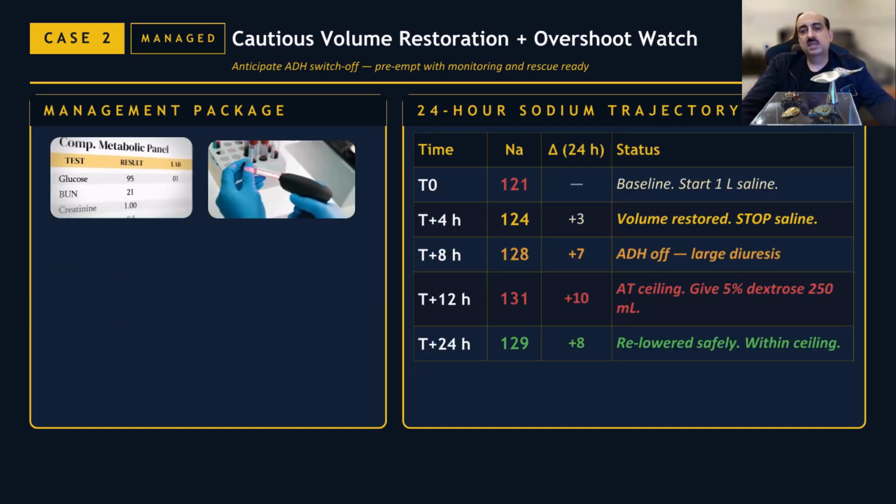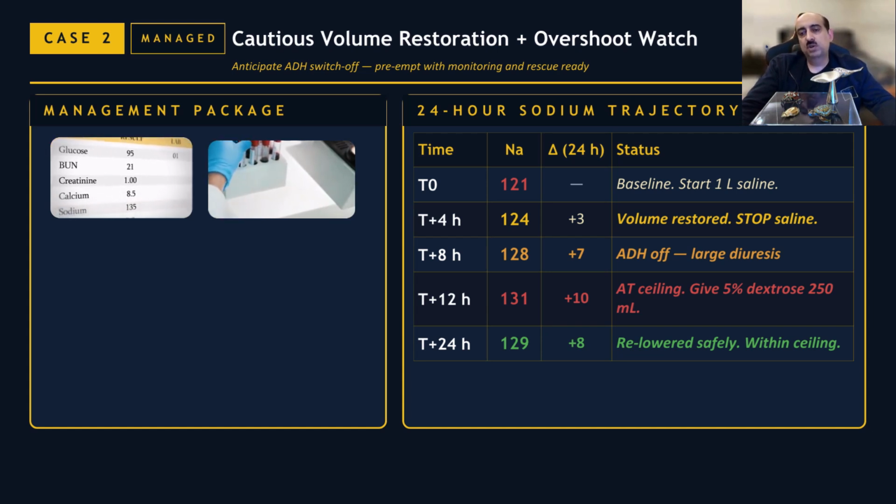Sodium trajectory on the right side: T is 0, zero time, sodium 121. Fluids given, normal saline for 4 hours. After 4 hours, sodium checked, it's 124, a 3 rise, which is acceptable. At 8 hours, the sodium is 128. At this point, there is a 7 millimole rise in sodium.